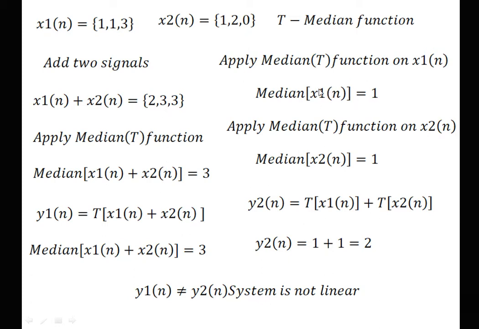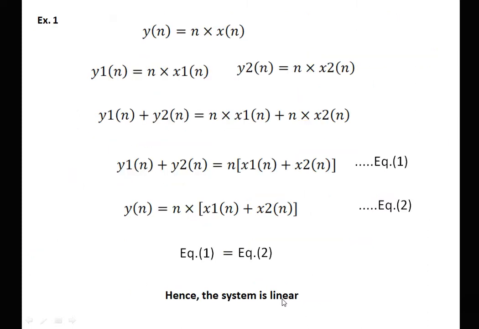On the right-hand side we apply the median function on the individual signals. Here the signal is already sorted, so the median is 1. Here the signal is not sorted, so we sort it as 0, 1, 2, either in ascending or descending order. Here we sort in ascending order, and after sorting we get 0, 1, 2. The median is again the middle value, so we get 1. After that we add the responses of the individual signals. Therefore 1 plus 1 is equal to 2, and we can say that y1[n] is not equal to y2[n]. When this condition holds, the system is non-linear.